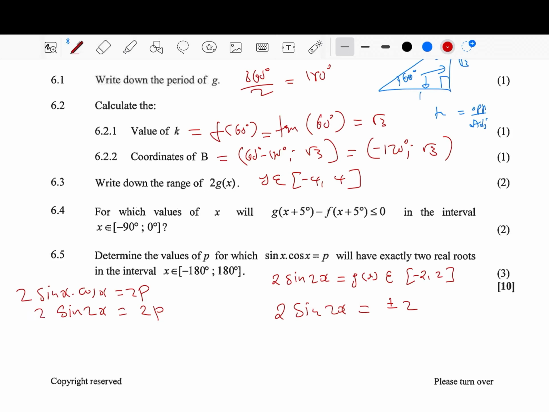If we times by 2 on both sides again, 2 sine 2x is equal to 4p. Aha! So therefore, 4p is equal to plus or minus 2. Then you divide by 4 on both sides. Therefore, P is equal to plus or minus 1 over 2.